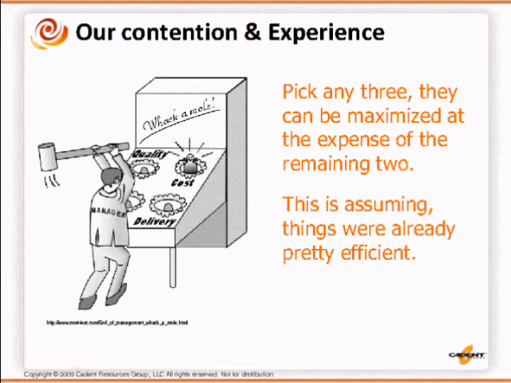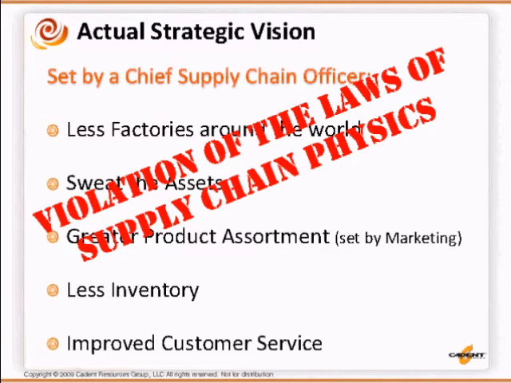In other words, if you reduce the number of factories, your inventory is going to go up because you're moving products over greater distances. Your lead times will increase. If you increase the product assortment, that's going to do something to your inventory. If you drive inventory down and increase your assortment and reduce the number of factories, that's going to have an impact on your service. And there were cases in that company where this exactly happened. They were sweating the assets so much that supply was constrained. Inventory went down and service went down, and it became a huge issue. This is a violation of the law of supply chain physics, the very first one, the interdependency.